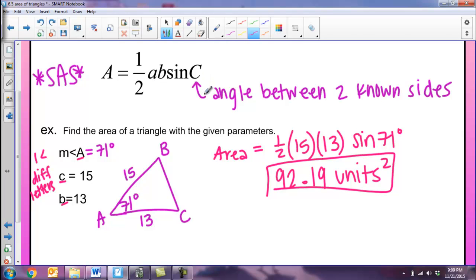Okay, so that's the first way. It's kind of like a shortcut of using area equals 1/2 base times height. And if you aren't given a side, angle, side, you can always use the law of sines or cosines to find the thing that you're missing so that you can use this formula.